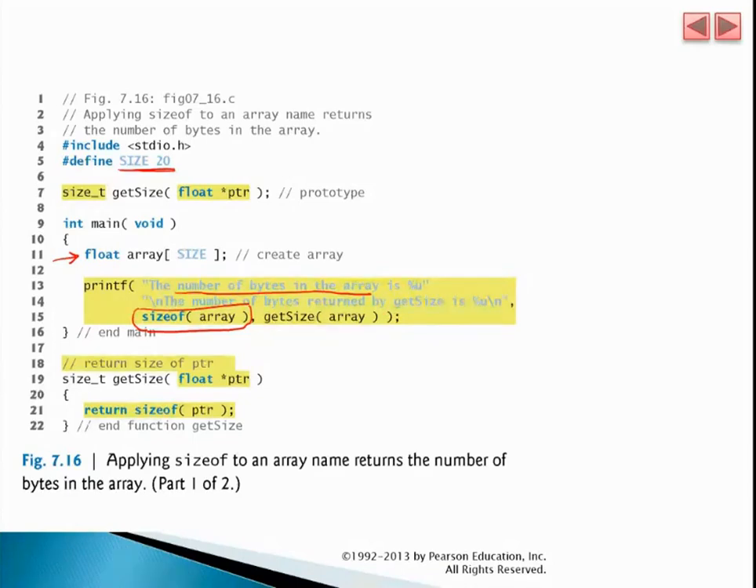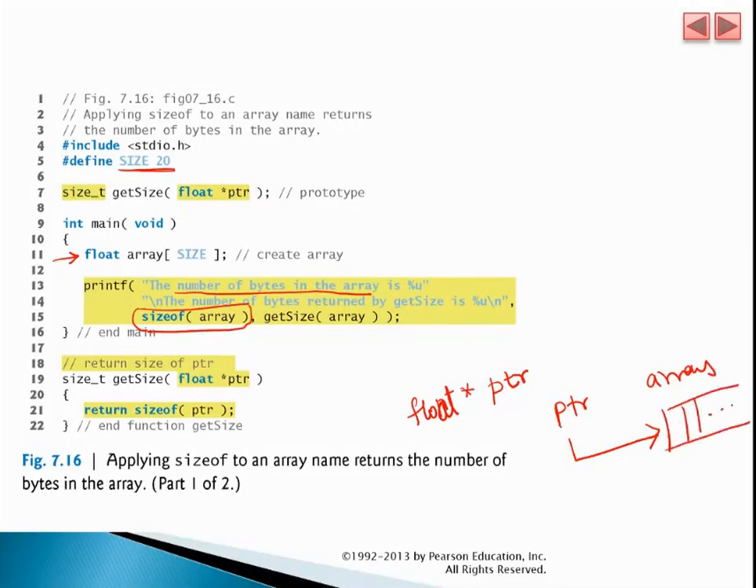In get size, what we are doing is a pass by reference. There is a simple pointer which will point to a float data type, and ptr is pointing to the array. The array has 20 elements, but the pointer is pointing to this array. If we ask what is the size of this pointer, what is it actually?